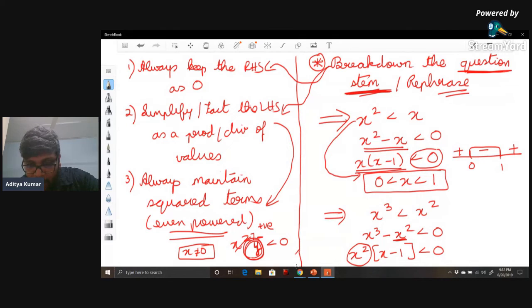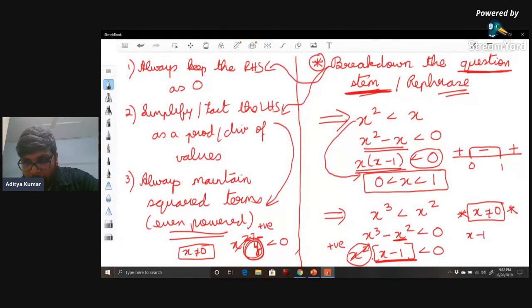So same here, right? Once I'm able to factorize out an x squared term, I know the sign of that squared term will be positive, taking into consideration that x is not equal to 0. So I'm keeping this in mind. I'm taking this to be positive, knowing that x should not be equal to 0. And I know for this entire equation to be less than 0, the sign will depend upon x minus 1.